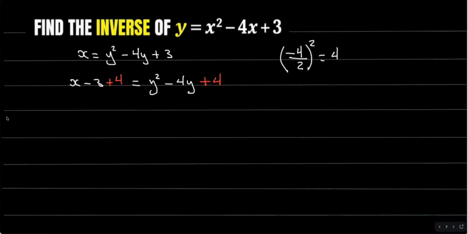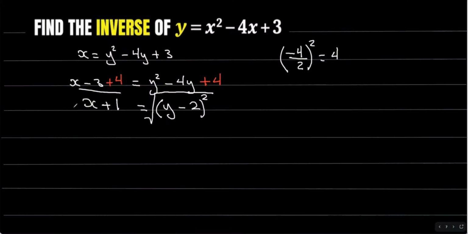And now at this stage, we'll simplify the left side. So we'll have x plus 1. And now y squared minus 4y plus 4 is a perfect square trinomial, which factors into y minus 2 squared. So now we have x plus 1 equals y minus 2 squared. And we still have to solve for y. So how do we solve for y?